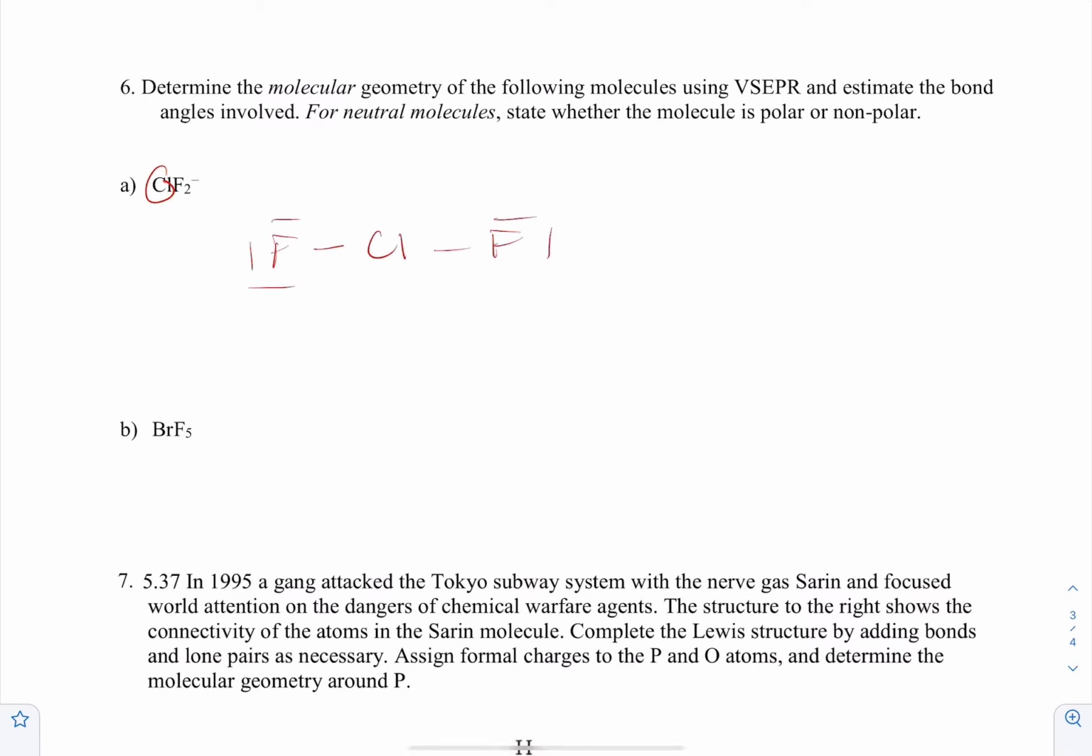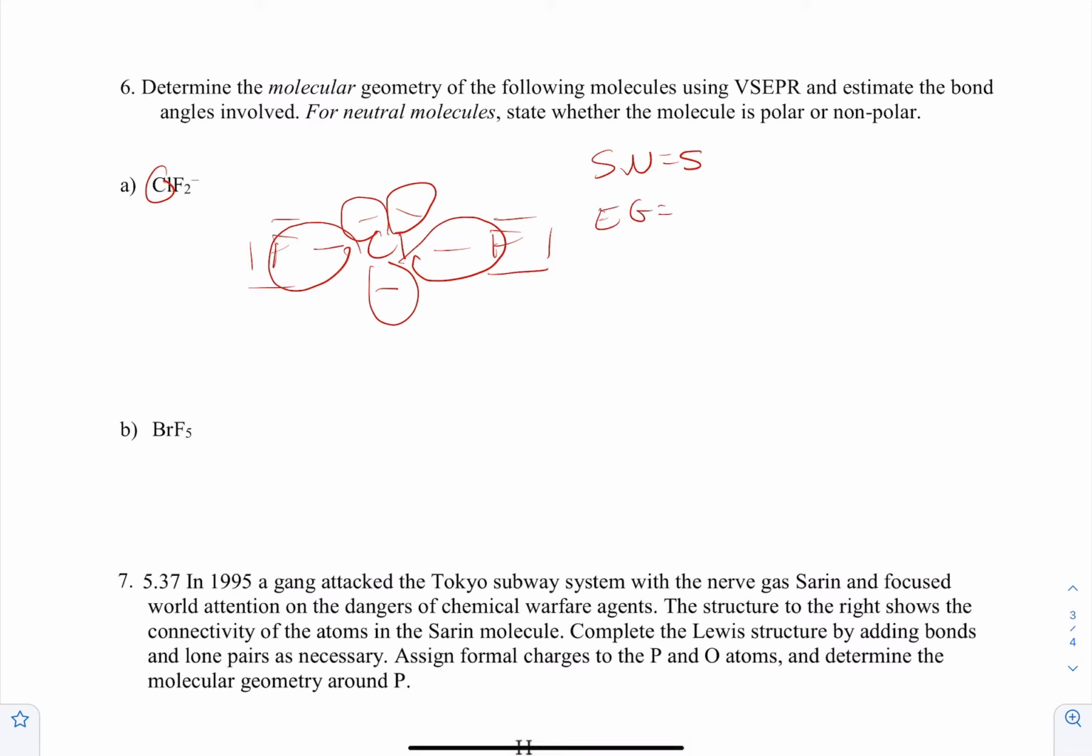fluorine over here. Now, if you do this correctly, you'll actually end up getting 3 lone pairs on this chlorine. Now, when you get 3 lone pairs on the chlorine, you get a steric number of 1, 2, 3, 4, and 5. Okay, so steric number is equal to 5, which means if they were looking for my electron geometry, my electron pair geometry would be trigonal bipyramidal is what it's called.